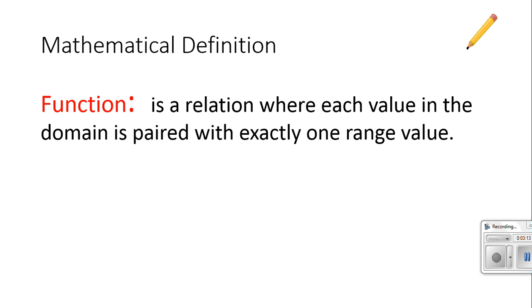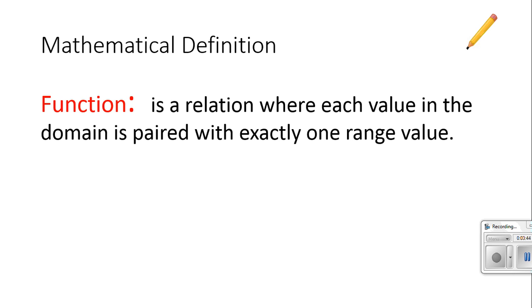Okay? I want you to also put this mathematical definition of what a function is. So a relation is any ordered pairs. Okay? A function has to be a relation, but the relation is where each value in the domain is paired with exactly one range value. So we need to kind of talk about this a little bit more.